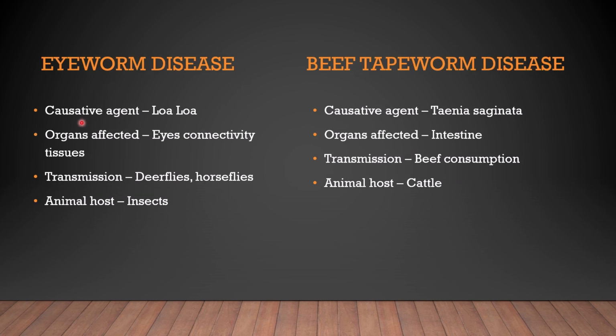Eyeworm disease. The causative agent of eyeworm disease is Loa loa. The organs affected are the eyes and connective tissues. Transmission is through deer flies and horse flies. The animal host is insects.